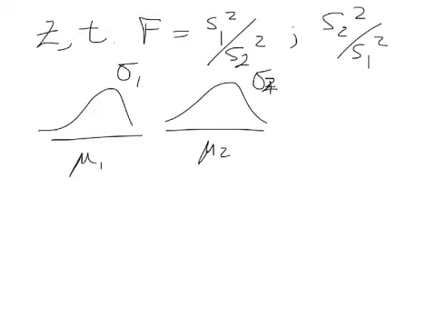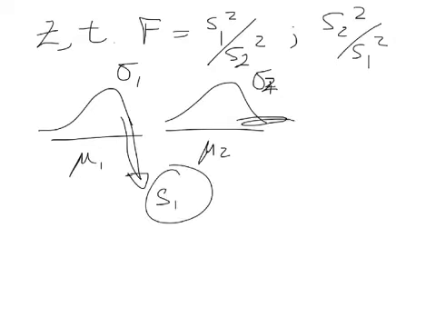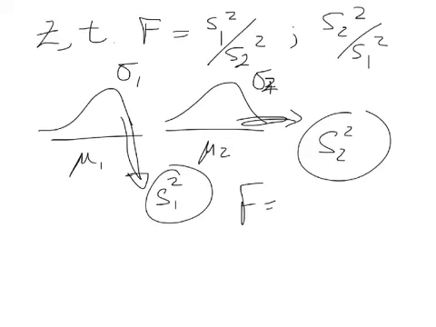Then if we took a random sample from this one and observe S1 squared, the sample variance, and then the second population observe S2 squared, then F would just be the ratio of those two. So let's just consider for now, we'll always put the large over the smaller, but for now it doesn't really matter. We just put the ratio of one variance to the other. So if we take S1 squared over S2 squared, then we get an F distribution.